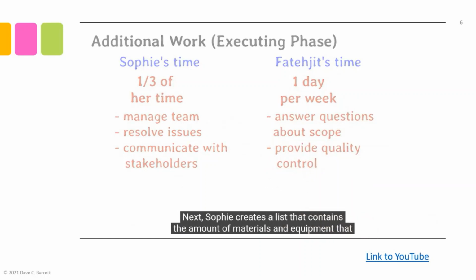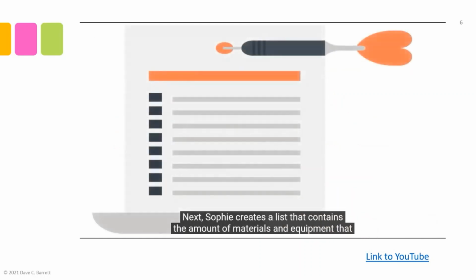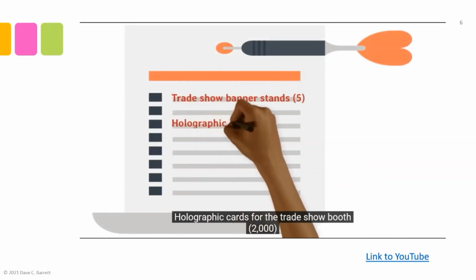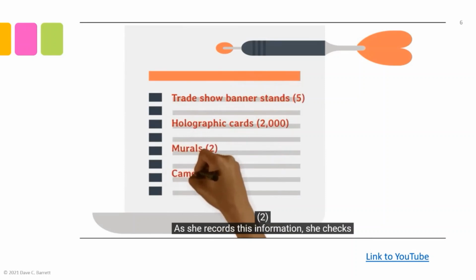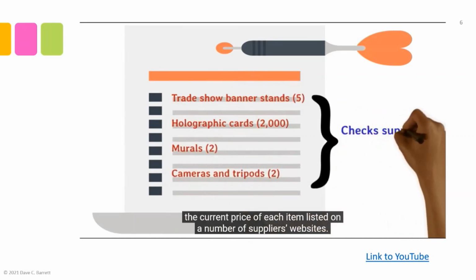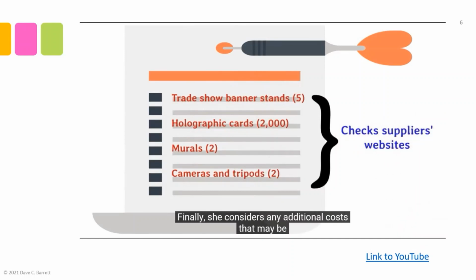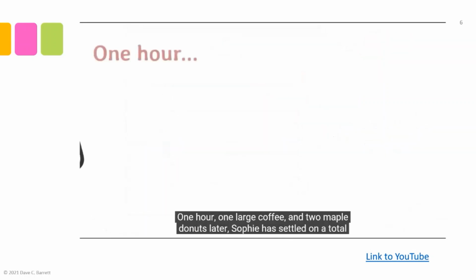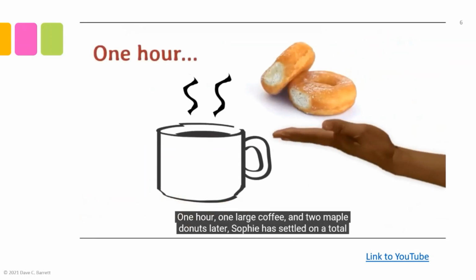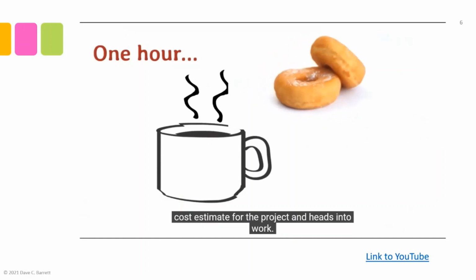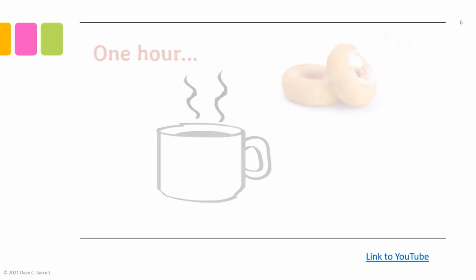Next, Sophie creates a list that contains the amount of materials and equipment that the project will need. As she records this information, she checks the current price of each item listed on a number of suppliers' websites. Finally, she considers any additional costs that may be incurred during the project. 1 hour, 1 large coffee, and 2 maple donuts later, Sophie has settled on a total cost estimate for the project and heads into work.